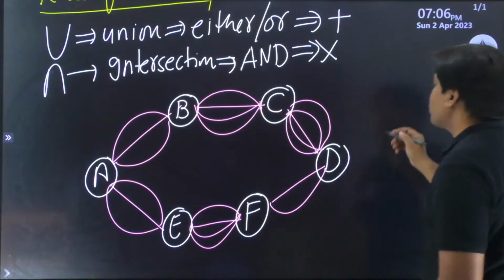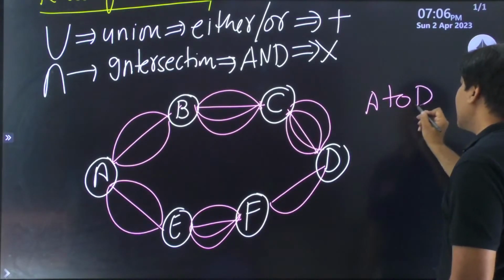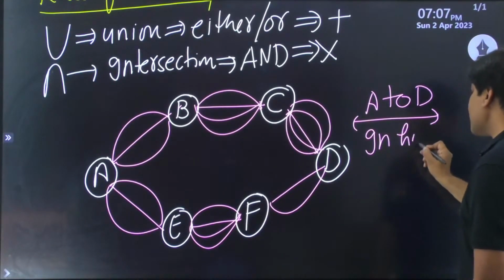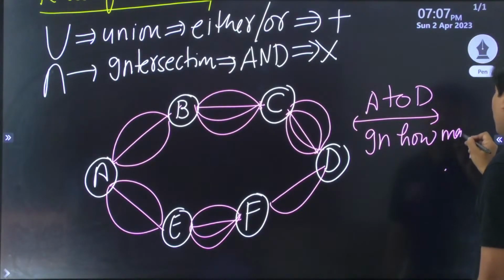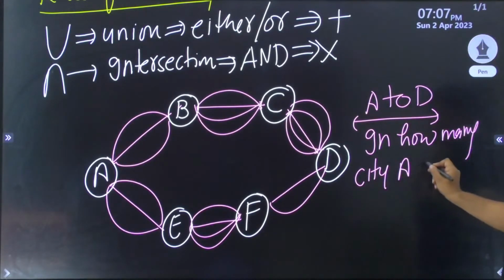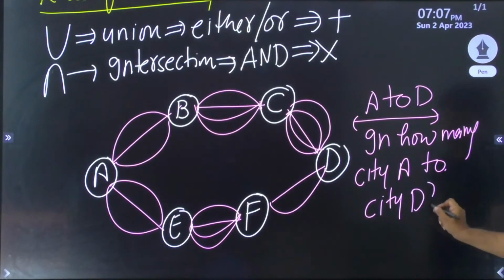My question out here is, what if somebody will have to go from A to D? In how many ways can one go from city A to city D? What do you think is the answer?